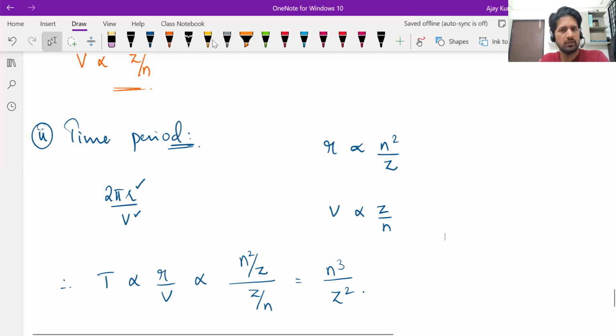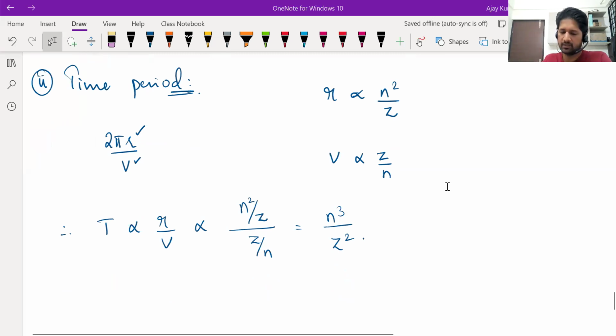You should know how to derive these. Well, basic formula for time period of uniform circular motion, 2 pi r divided by v. Radius is proportional to n square by Z, v is proportional to Z by n. Substitute, you see that time period is proportional to n cube by Z square. And inverse of time period is called frequency of revolution. You can calculate that also. So if you want, you can do exact calculation. If you only want to answer ratio based questions, then you can use this proportionality.